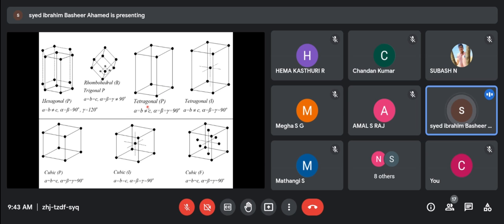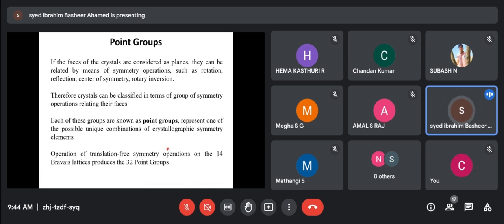So here you can see tetragonal. It's a P, a primitive lattice. In tetragonal, body center lattice type is there. So cubic primitive cell. This is body center cubic, and this is face center cubic. So there are 14 Bravais lattices, which includes 7 primitive and 7 non-primitive lattices.